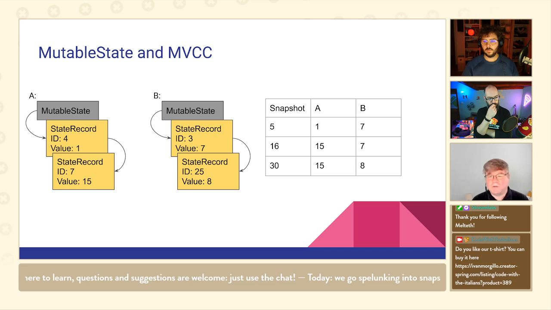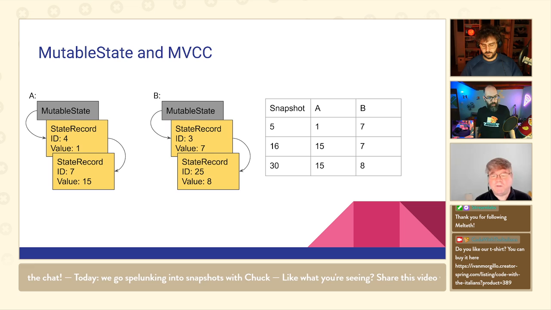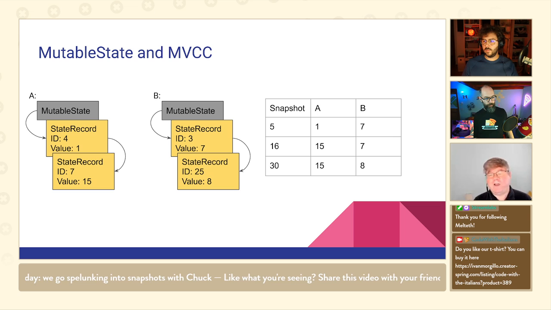At snapshot 16, however, we're now seeing that the value 15 is visible because 7 is less than 16, but 25 is not. So we still see 7. And at 30, we see both of the modifications: we see 15 and 8. At any point, if you have 5, 6, 16, and 30 available to you, you could read those values. You can get what the values of those objects are at that point in time.